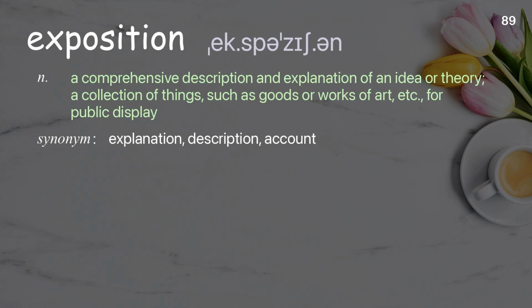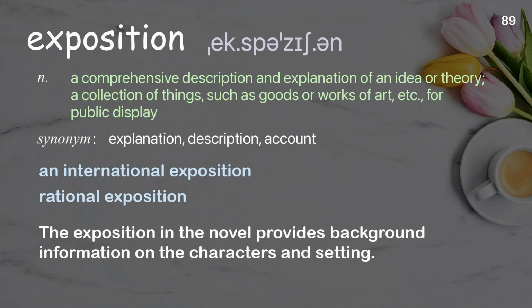Exposition. A comprehensive description and explanation of an idea or theory, a collection of things, such as goods or works of art, etc., for public display. Examples: An international exposition. Rational exposition. The exposition in the novel provides background information on the characters and setting.